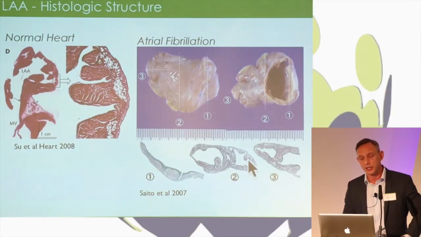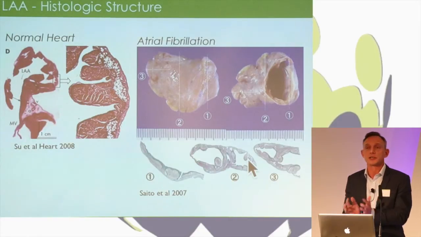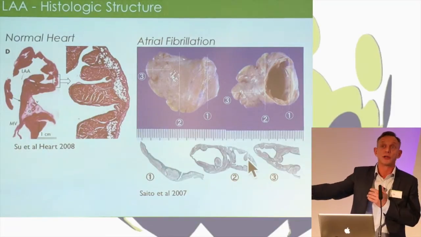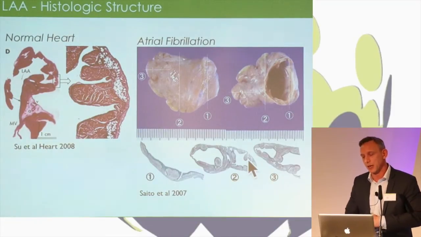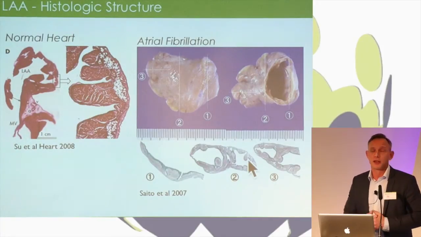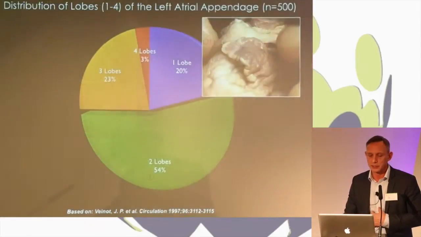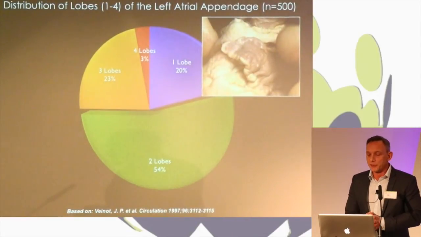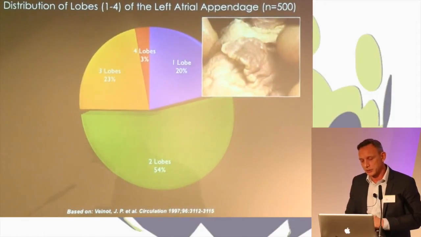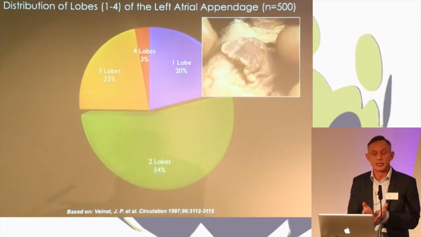Now, in atrial fibrillation, that can change, so there can be fibrosis at the neck. It extends less into the body of the appendage towards the tip. So the wall may be slightly thicker, and that may be an advantage for occlusion devices. In terms of lobes, probably the best study is this one published some time ago. And as you said, most of the time it's 2 lobes, otherwise 3 lobes.